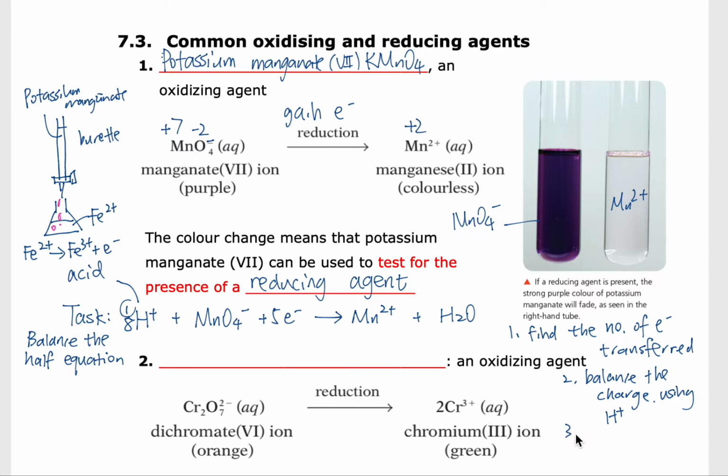Lastly, we haven't balanced the hydrogen and the oxygen yet. We need to use water molecules to balance hydrogen and oxygen, then everything's balanced. In this equation, we have 8 hydrogens and 4 oxygens on the left hand side. So we can simply put 4 in front of H2O to balance the whole thing.